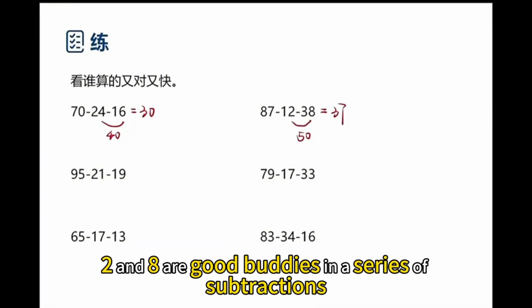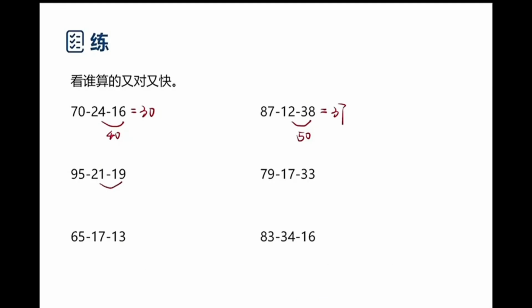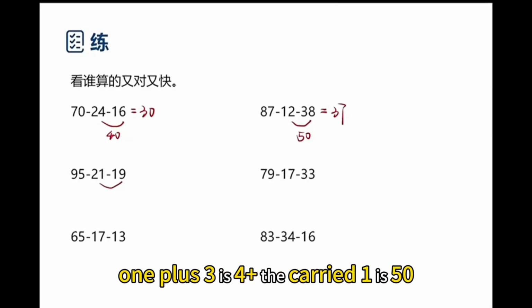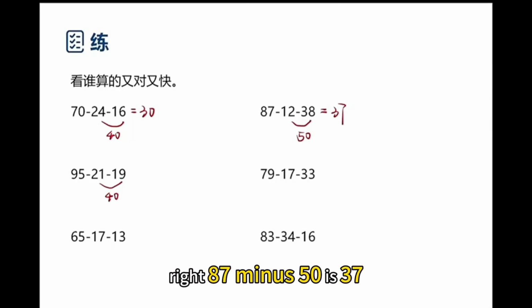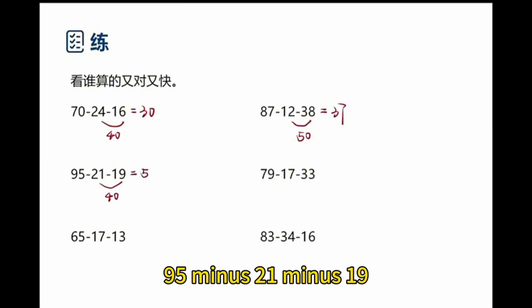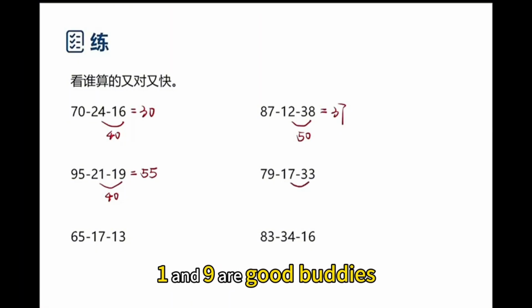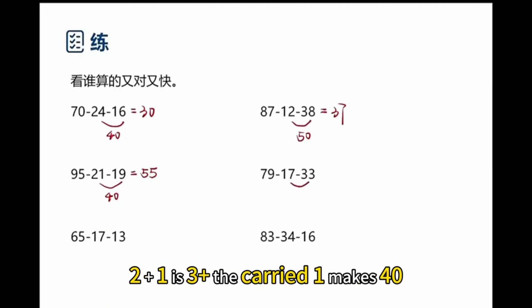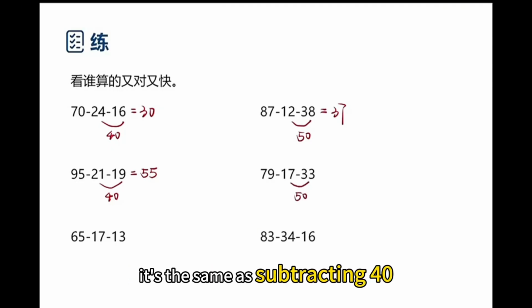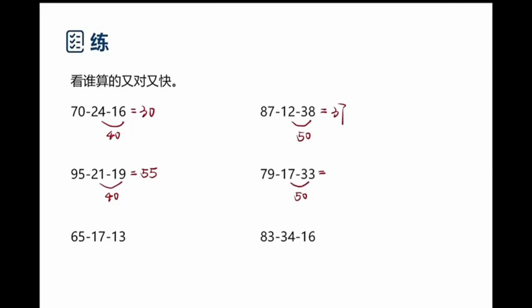Okay, faster and faster. 87 minus 12 minus 38. 2 and 8 are good buddies in a series of subtractions. 1 plus 3 is 4, plus the carried 1 is 50, right? 87 minus 50 is 37. 95 minus 21 minus 19. 1 and 9 are good buddies. 2 plus 1 is 3, plus the carried 1 makes 40. It's the same as subtracting 40. 95 minus 40 is 55.